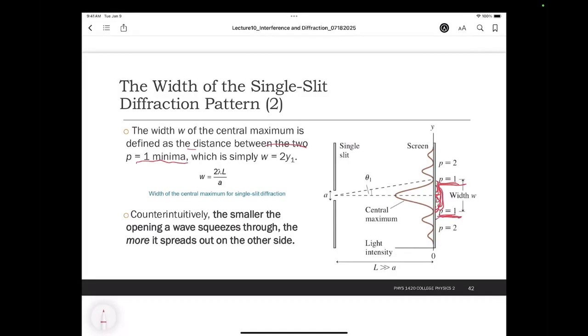We call it yW, and which is simply equal to what? 2 multiplied by y1, right? For p equals 1. So we know y1 equals what? Here.